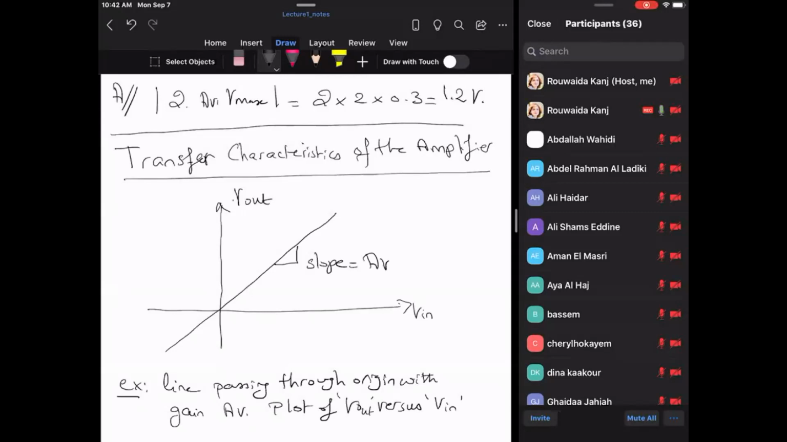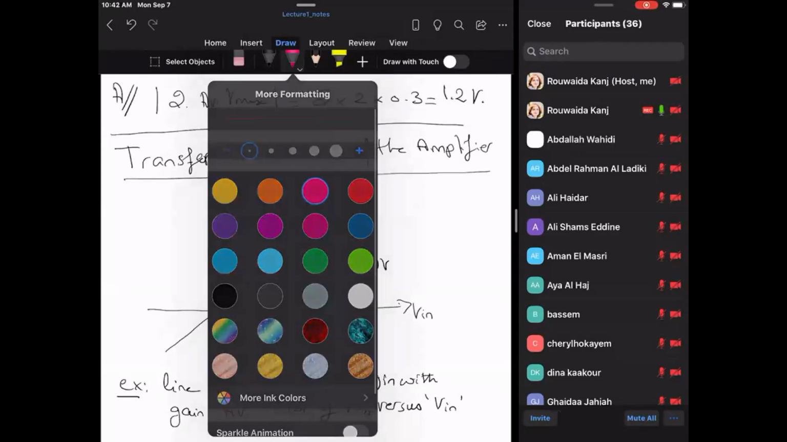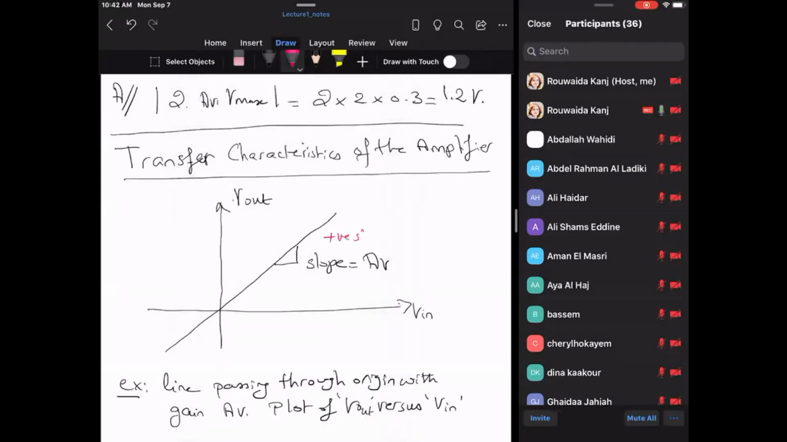Not always can I have a line passing through the origin, but this is the first example. In this case, this line has a positive slope. In another example, I can have another line with a negative slope, so AV in this case is going to be negative.